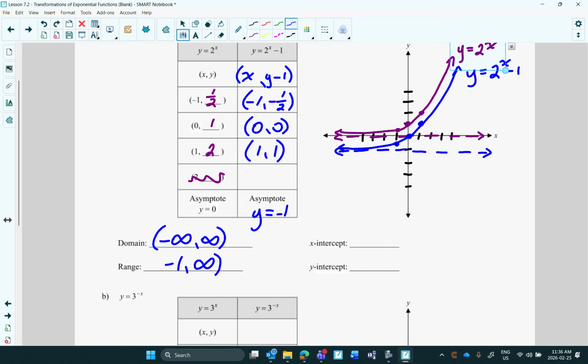What goes around the -1? Bracket or parenthesis? Bracket means I include -1. Remember, it's never going to touch -1. So you got to be careful with that, with asymptotes and domain and range. What's the x-intercept? Well, you can just see it on the graph. 0. What's the y? Also 0. Okay.